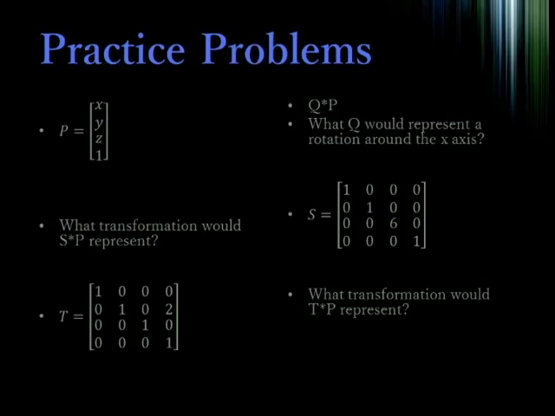Next, I have a matrix S, which represents a different type of transformation on P. What is this S representing? Similarly, we have a matrix T, which will do a different type of transformation on P. What type of transformation is that representing? If you perform the matrix multiplications on S and P or T and P, you'll see that these numbers are affecting x, y, and z in different ways that might be useful.